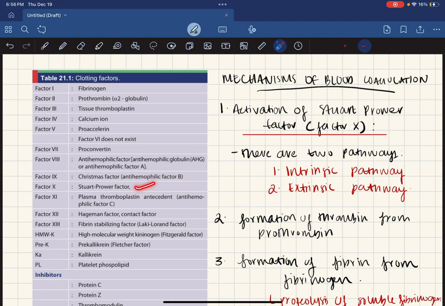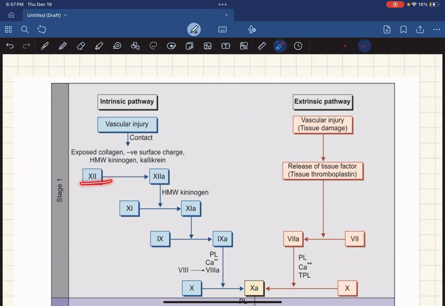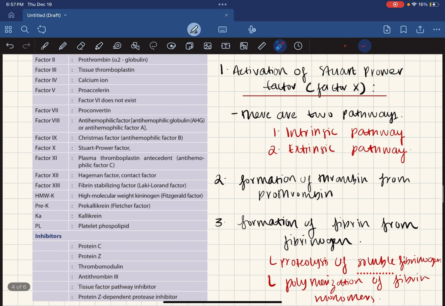Then we have the Stuart-Prower factor, which is an important factor. Then plasma thromboplastin antecedent, which is factor 11, also known as anti-hemophilic factor C, which also leads to hemophilia C. Then you have the Hageman factor, also known as the contact factor, which initiates the intrinsic pathway. At its start we can see factor 12, also known as the Hageman factor or the contact factor.